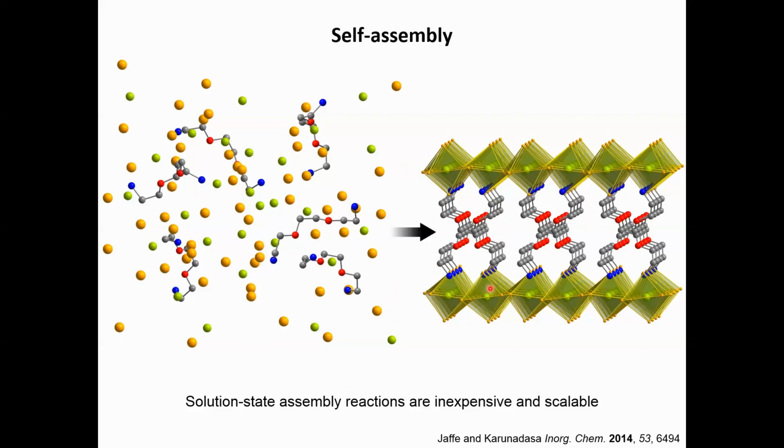I can take a solution of this material and I can ship it to Sri Lanka. You can put it on a substrate and you'll get the same perovskite. So for any kind of manufacturing, this is really great because it's inexpensive and it's scalable, meaning that you can make grams of this stuff most of the time.